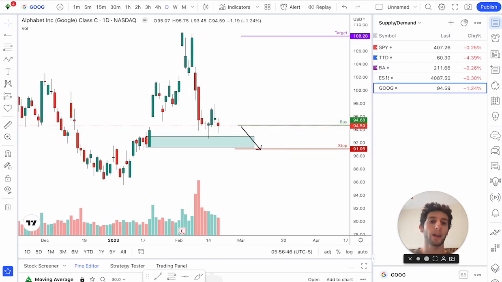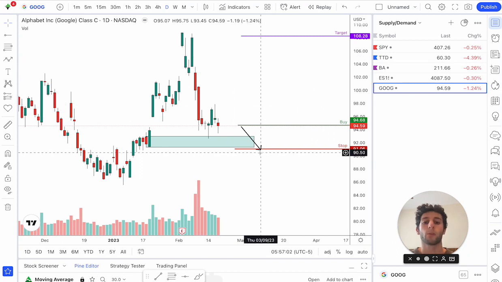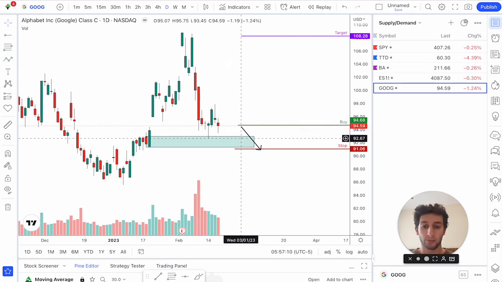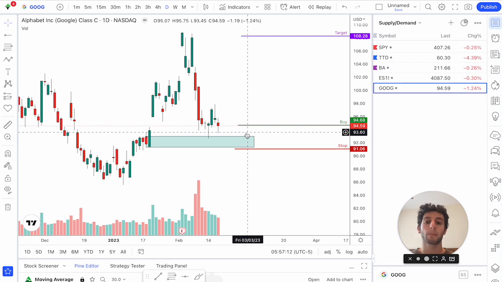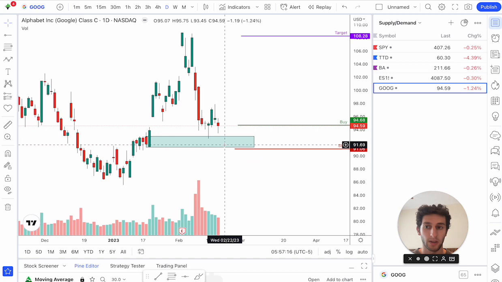Now the reason why I put my strikes down there at 91 and $90 is because if you look at my break even now, it's $90.70. If the price of Google ends up greater than 90.70, I'm going to make $30. I also do that because this gives price the opportunity to do anything it wants as long as we're staying above demand. With this trade, my thesis is that buyers are going to step in at this demand zone, and this area is going to hold.